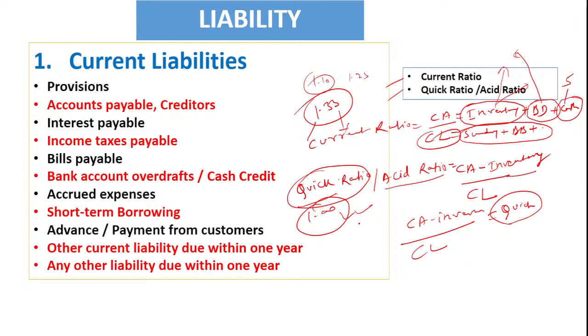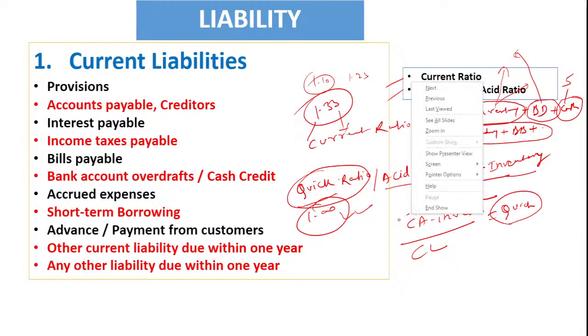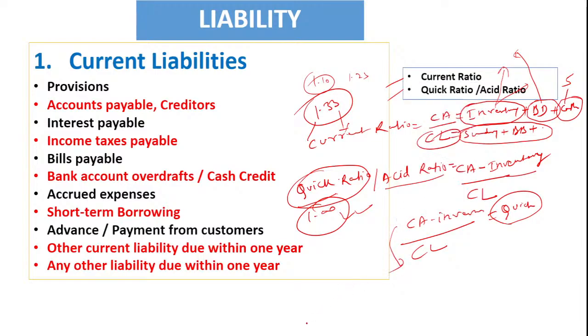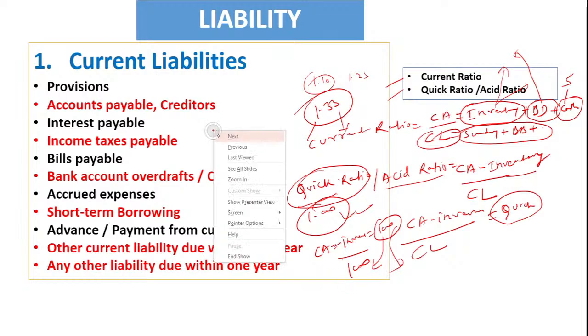So if the quick ratio is 1, you can say that the company can at least realize immediately all the funds to adjust the entire current liability. Meaning, if the current liability is 100 and current assets minus inventory is 100, then immediately the company will be able to realize 100 and close the entire current liability. So the cash crunch or liquidity crunch will not be there with that company.